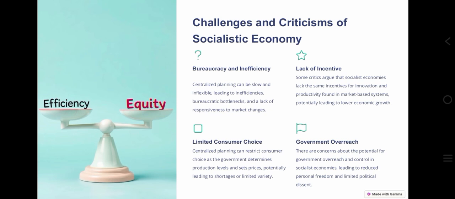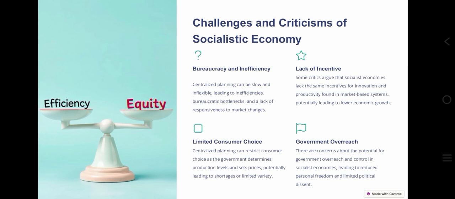Centralized planning can be slow and inflexible, leading to inefficiency, bureaucracy, bottlenecks, and lack of responsiveness to market changes. And next is limited consumer choice. Centralized planning can restrict consumer choice, as the government determines production levels and sets prices, potentially leading to shortages or limited variety.